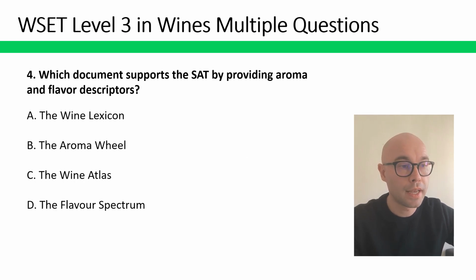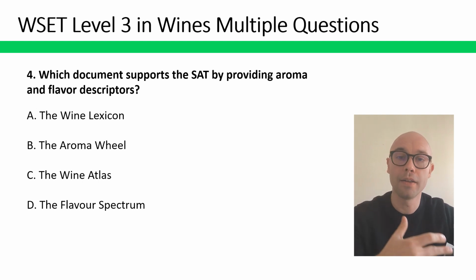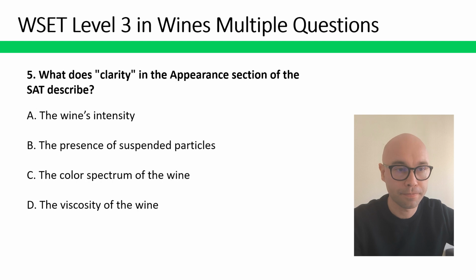Which document supports the SAT by providing aroma and flavor descriptors? Wine lexicon, aroma wheel, wine atlas, the flavor spectrum. The correct answer is A, wine lexicon. On the other side of the SAT card, you have the vocabulary for primary, secondary, and tertiary aromas. I recommend for the WSET course and exam that you use this vocabulary. Outside of the WSET, of course, you can expand your vocabulary, but please make sure the vocabulary makes sense, so when you're describing a wine, people understand what you want to say.